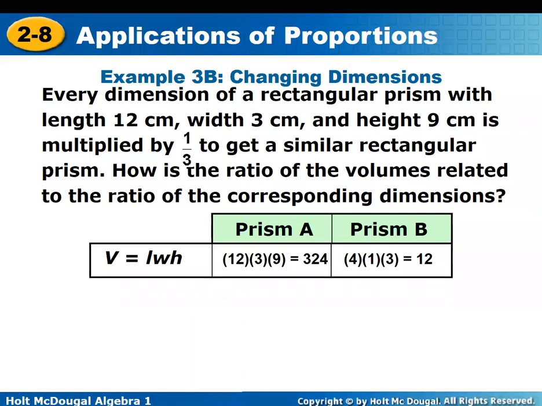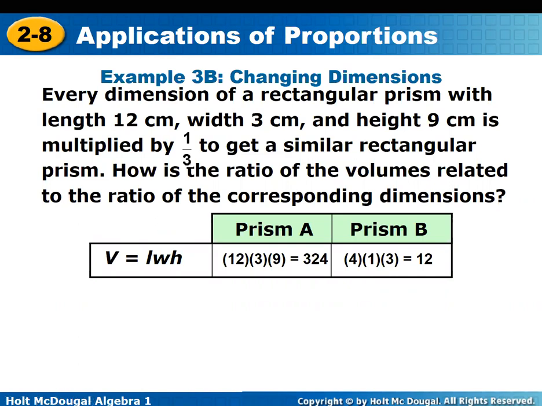You know the volume, are we talking about 2D figures or 3D figures? 3D figures. Thank you. Every dimension of a rectangular prism with length 12 centimeters, width 3 centimeters and height 9 centimeters is multiplied by a third to get a similar rectangular prism. How is the ratio of the volumes related to the ratio of the corresponding dimensions?